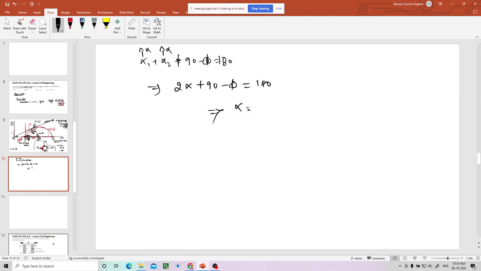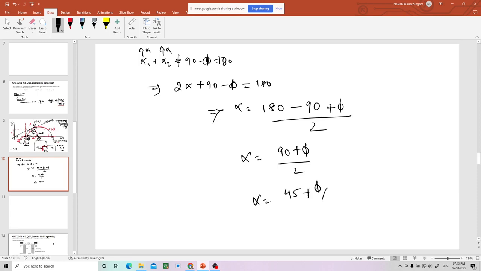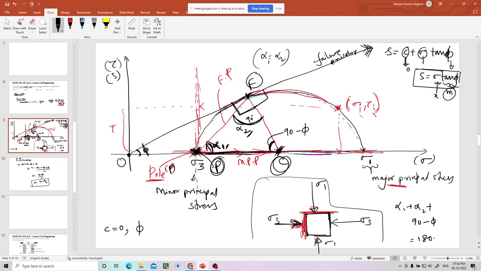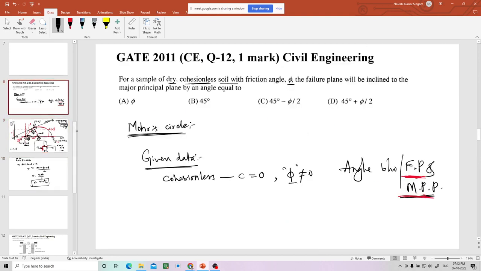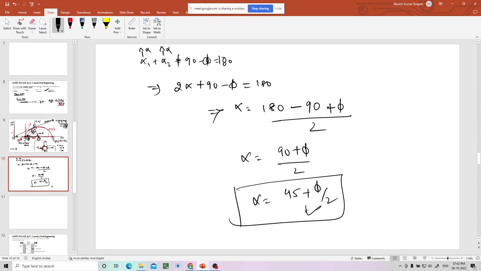Then what is alpha? Alpha equal to (180 minus 90 plus phi) divided by 2, so alpha equal to 45 plus phi by 2. This is the angle. So let us see the options. 45 plus phi by 2. So this is the answer, right? This is the answer, 45 plus phi by 2.